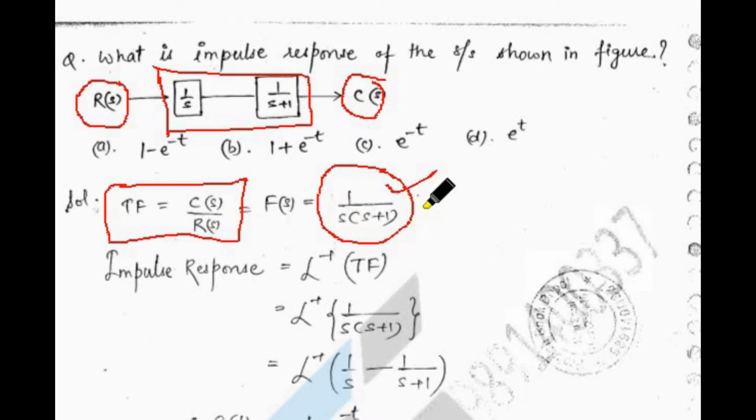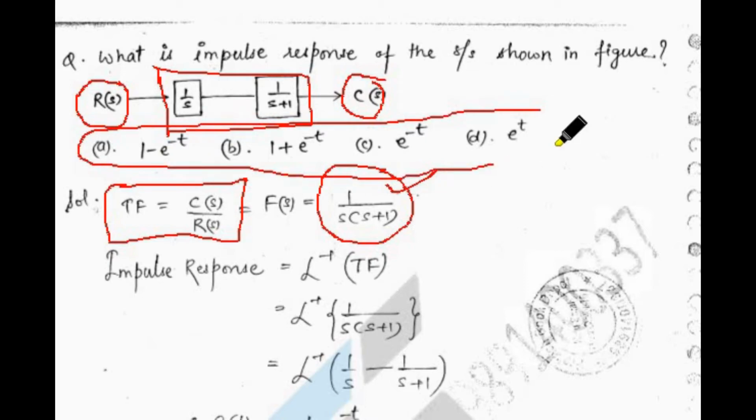If you are able to see, all options are given in the t domain, and our transfer function is given in the s domain, right? All this transfer function is given in the s domain, but all options are given in the t domain. So it is better to convert this s domain to the t domain. First we'll elaborate this transfer function, and finally we are going to convert s to t domain.